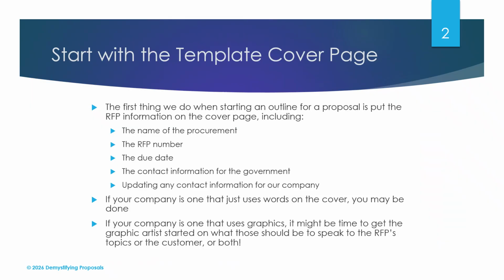First thing we do when starting an outline for a proposal is put the RFP information on the cover page, including the name of the procurement, the RFP number, the due date, the contact information for the government, and updating any contact information for our company.